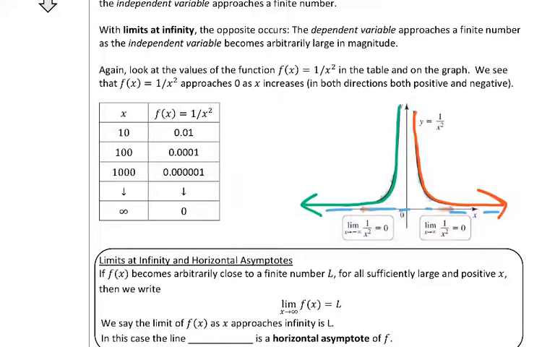Okay, and we can see it in the table too. So if we read the table down like this, notice as x gets bigger and bigger, right, the independent variable gets large or heads towards infinity. What happens to the y value? Well, the y values get closer and closer to 0.